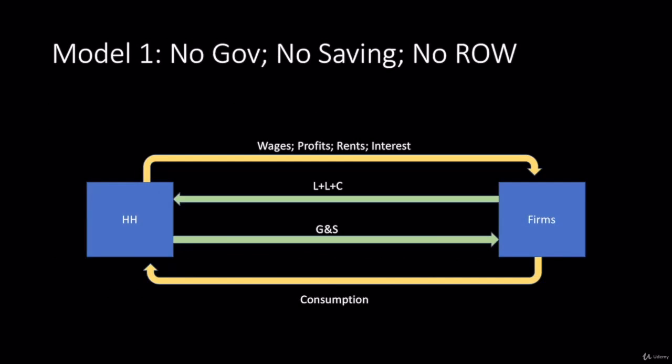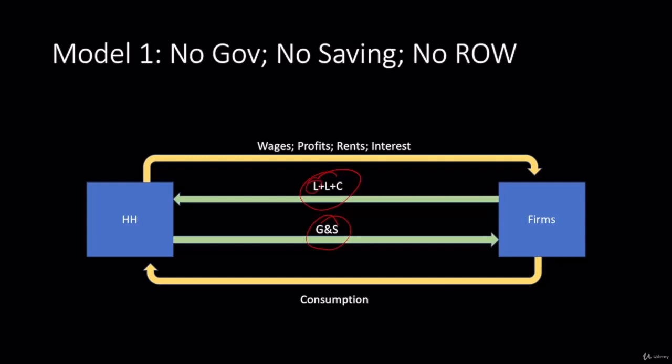So in the simplest world, imagine a world with no government, no saving, and no rest of the world, no other economies to deal with. There are households which are buying goods and services from firms, which is the green arrow here. And there are firms which require land, labor, and capital from households in order to make stuff.